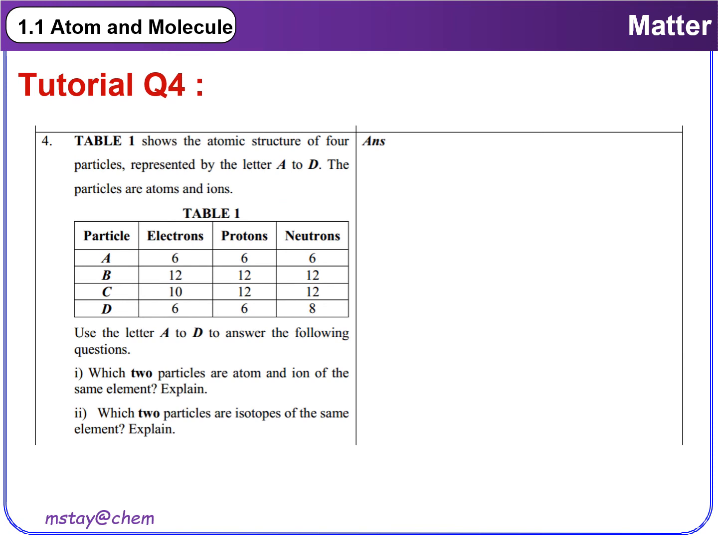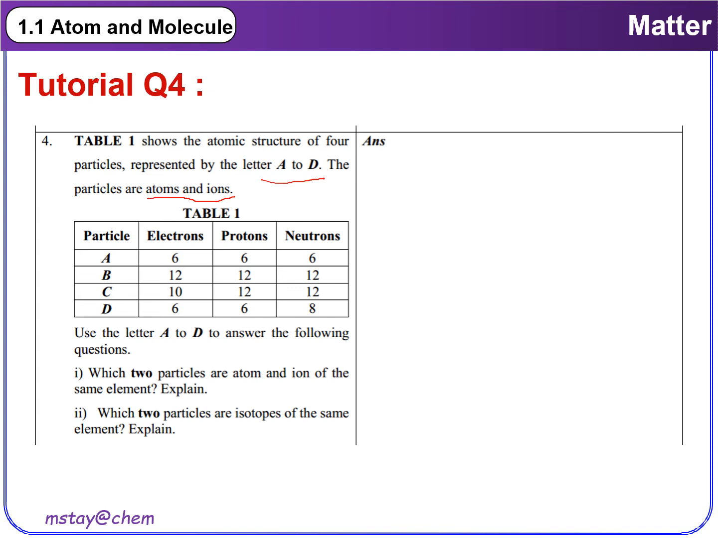Okay, now let's look at question number 4. You are given the atomic structures A until D, which represent atoms or ions. When we look at the table given here, all the symbols of A until D don't show any charge. So this doesn't mean all of them are atoms. We have to figure it out ourselves.